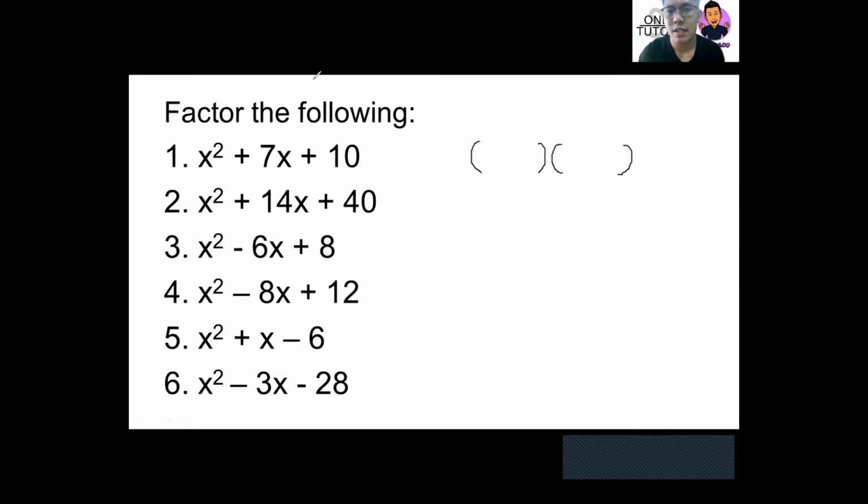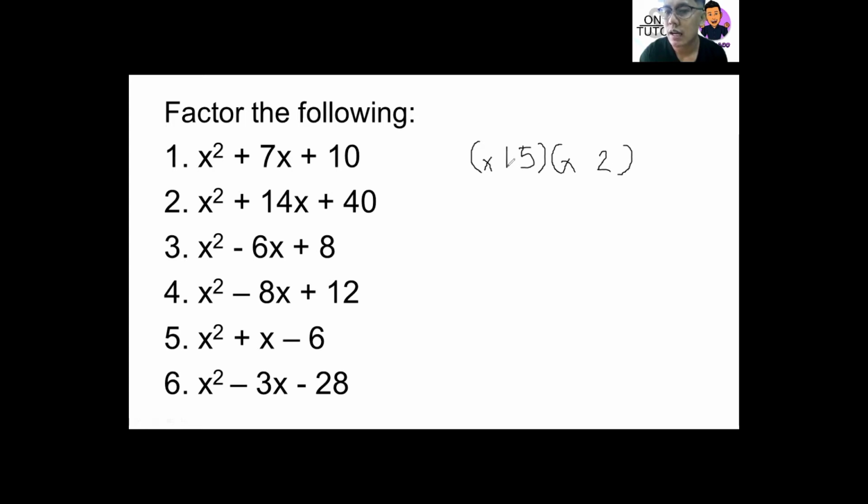The first term is the product of the first terms of the binomials. Since this is x squared, of course the first terms should be x times x, that is x squared. Also, the last term should be the product of the second terms in these binomials. Since this is 10, we could have positive 5 times positive 2, or 10 times 1, negative 10 times negative 1, negative 5 times negative 2. This is the trial and error.